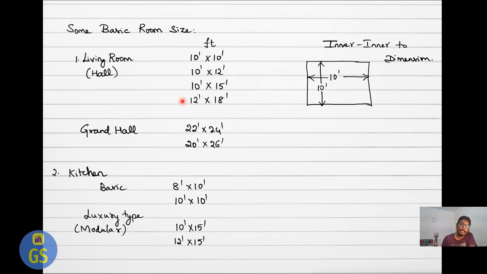Further, we can have increased sizes: 10 feet by 12 feet, 10 feet by 15 feet and 12 feet by 18 feet. We can change the dimension according to your plot size. The plot size is the ground. It depends on the availability of your ground and what you have purchased, that is, the plot area. According to that plot area we can increase the living room. So it purely depends on the client as well as the plot size.